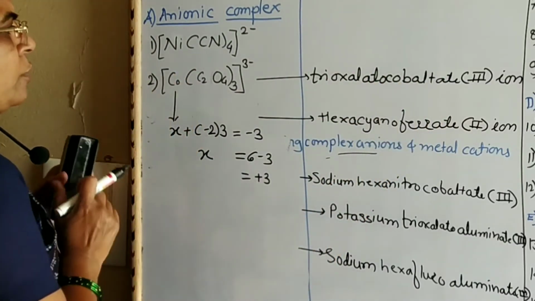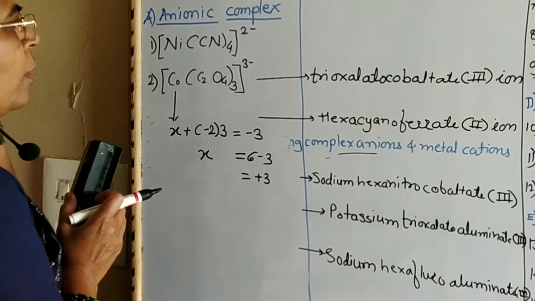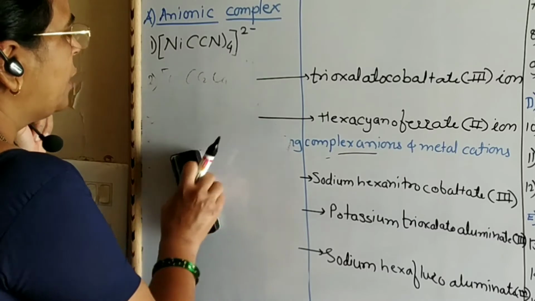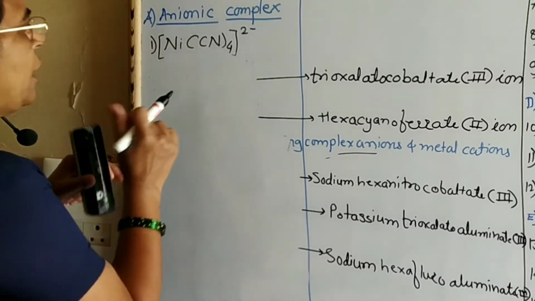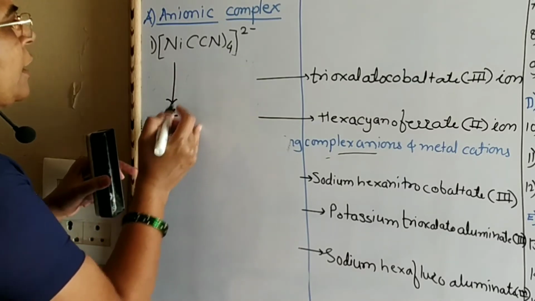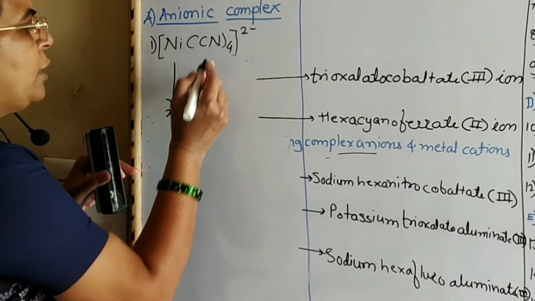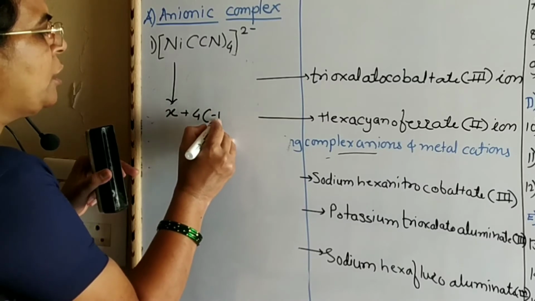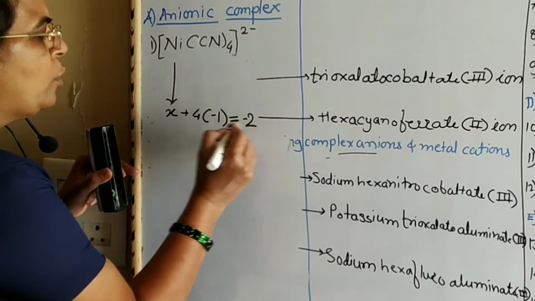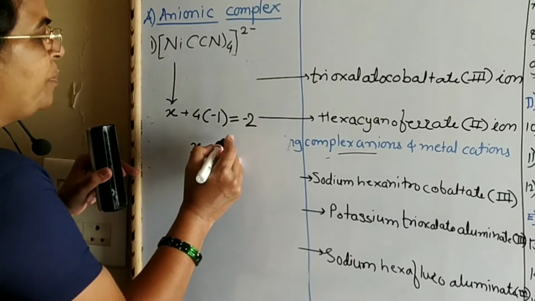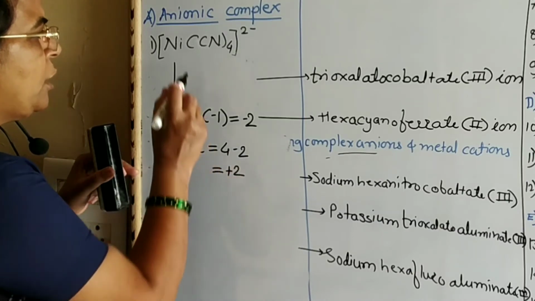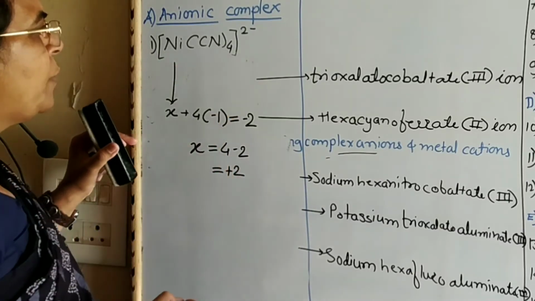Now the first one, [Ni(CN)4]2-. First calculate the oxidation state of the central metal ion. It is nickel, X. Consider the oxidation state of nickel as X. Here there are 4 cyanide groups, the oxidation state of the cyanide group is -1, and the total charge on the complex is -2. Therefore X is equal to 4 minus 2 is equal to plus 2. That is, the oxidation state of nickel in this complex is plus 2.